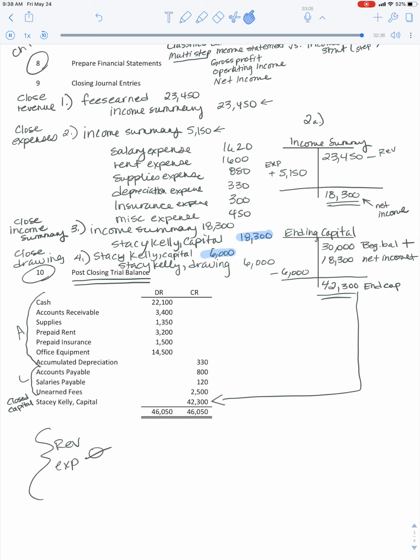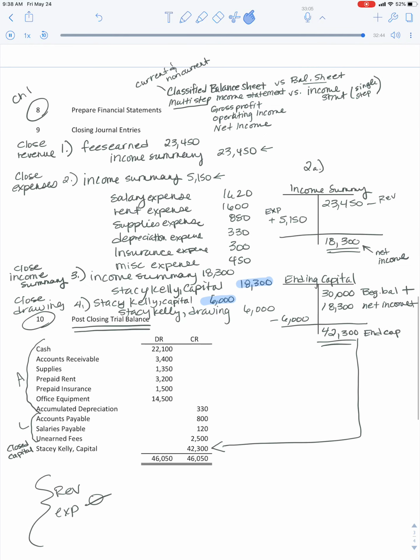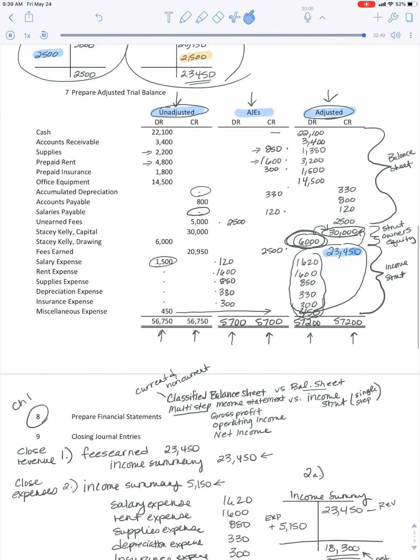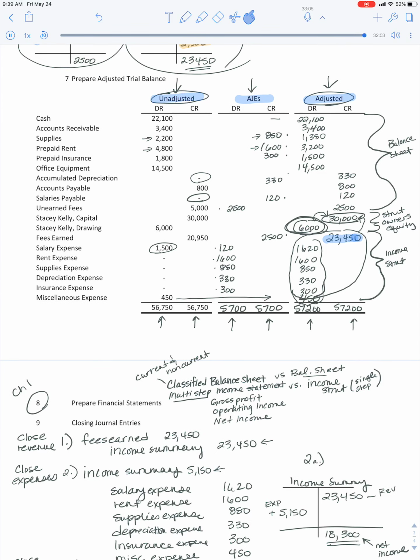So there are 10 steps that you need to know. And the new things that we learned in Chapter 4 are our different financial statements, our closing journal entries, our post-closing trial balance, and then we also learned about this end-of-period spreadsheet where we learned about an adjusted trial balance. Okay, so that is Chapter 4, and good luck on your homework.